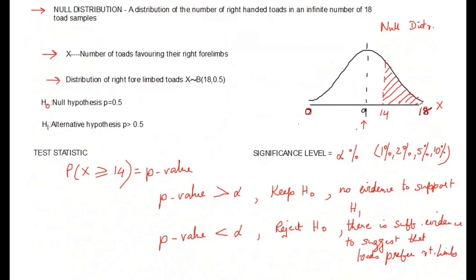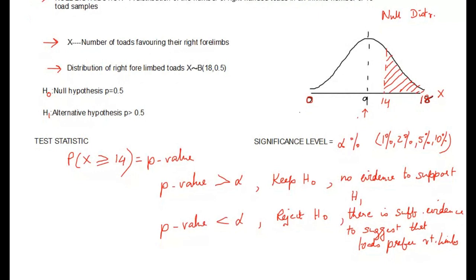Okay, so the two hypotheses are written explicitly like this in terms of some parameter. The null hypothesis H0, we've written it as the probability of toads preferring their right limb is 0.5. That means there's no preference of one limb over the other. And the scientists' new proposal, the alternative hypothesis, says that the probability is greater than 0.5.